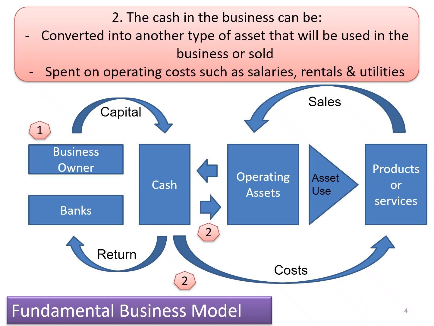Another way to convert your cash is by spending it on operating costs, or what we call expenses, such as paying for salaries, sweldo, rentals, and utilities like light, water, and telephone costs. So we use cash to acquire assets or to pay for different costs or expenses.